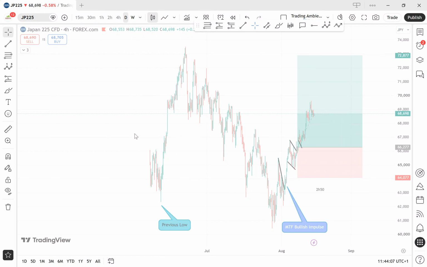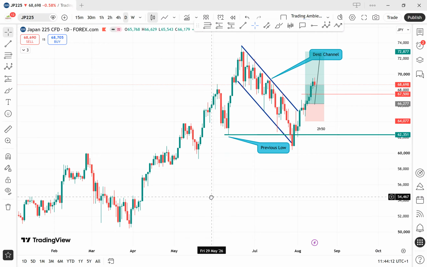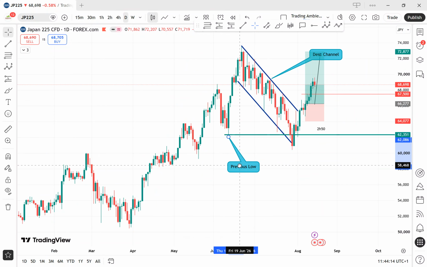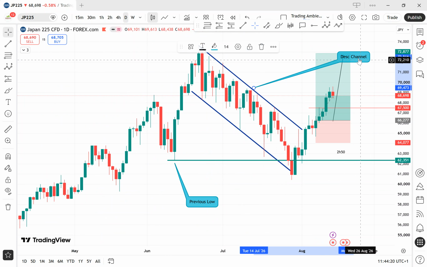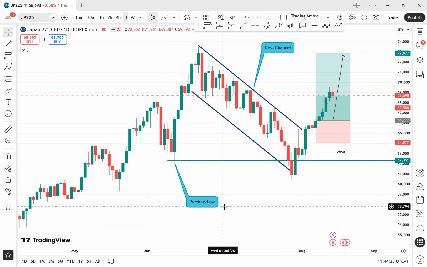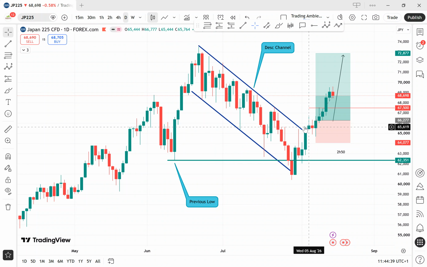On the higher time frame for JP225, we have a previous swing low right here. Then the price approached this swing low with a descending channel, as you can see on the daily time frame. On getting to this low, we see clearly that the price pushed up on the daily time frame with a bullish engulfing candle. So it pushed up, and we had to wait for a breakout of that structure.